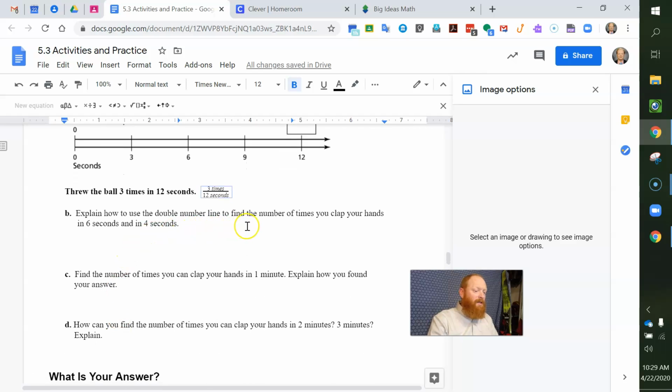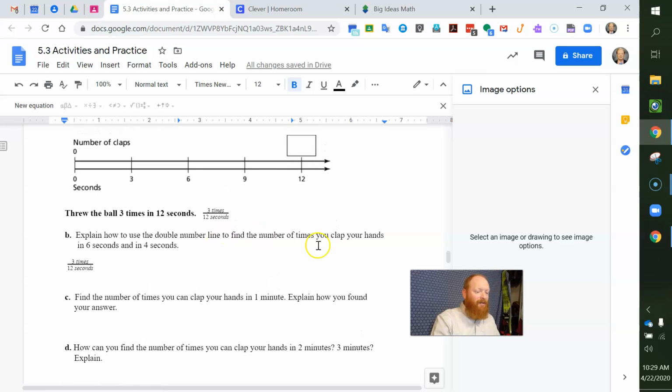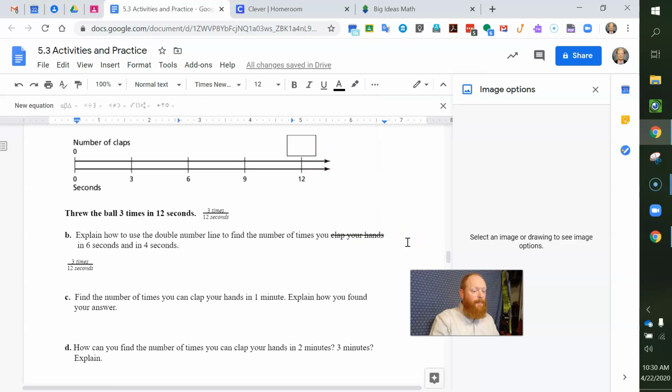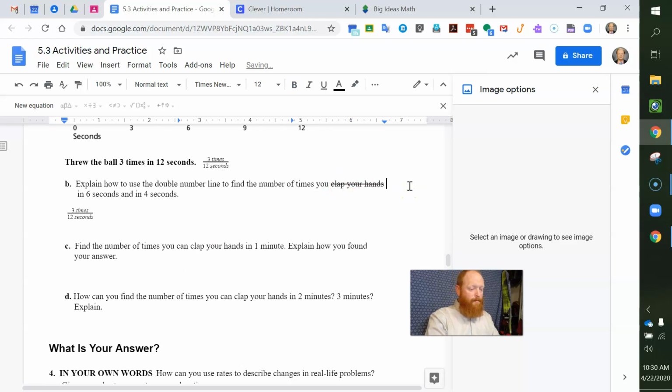B, explain how to use the double number line to find the number of times you clap your hands in 6 seconds and in 4 seconds. Well, I'm going to start by writing my equation again. Three times in 12 seconds. It's good to know how to spell, guys. Don't forget that. All right, so explain how to use the double number line to count the number of times you clap your hands in, or I'm sorry, this should say fetch the ball. Throw a ball in 6 seconds and in 4 seconds.